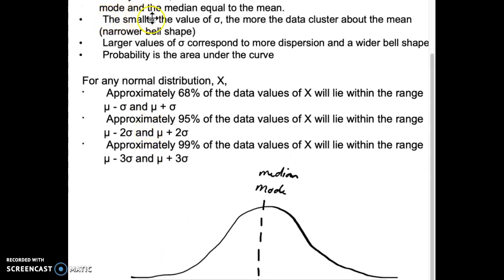Now here it does mention that if we had a smaller value of sigma, the data is going to be clustered and we'll have a narrow bell. And if we have a large value of sigma, the data is going to be more dispersed and it's going to be a wider bell.